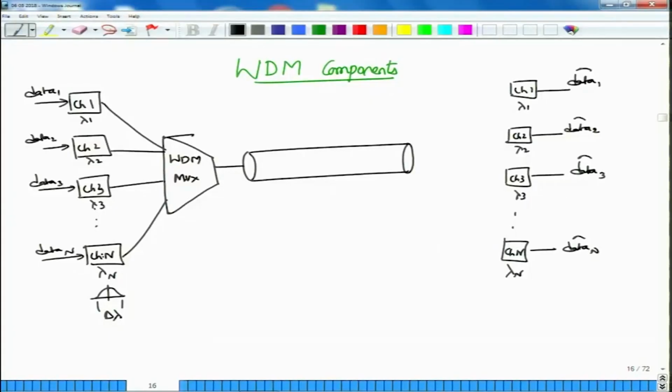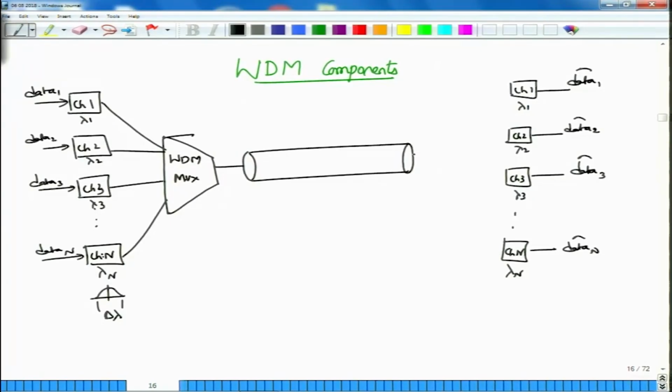What this WDM multiplexing will do is to combine all these optical signals into one stream, and then launch it into the optical fiber, and these are combined at the same time. So it's not like you first take lambda 1 and launch it in, then lambda 2 and launch it in, and so on. They are all combined at the same time. So that is the WDM multiplexer's job.